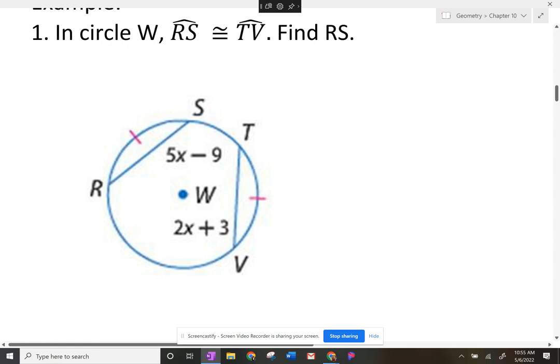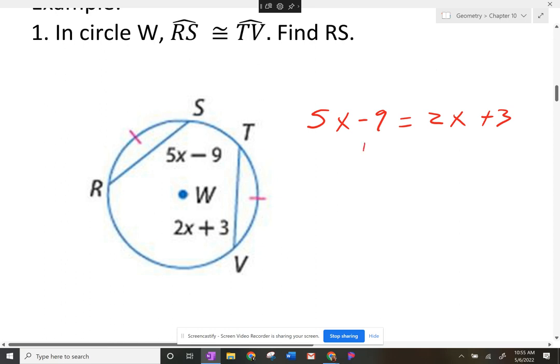All right, so for this circle, arc RS is the exact same length as arc TB. So if these are both the exact same arcs, that means that both of those chords are going to be the exact same length. So I can set them equal to each other. So I get 5x minus 9 equals 2x plus 3. Now it's an algebra problem, and we can do that.